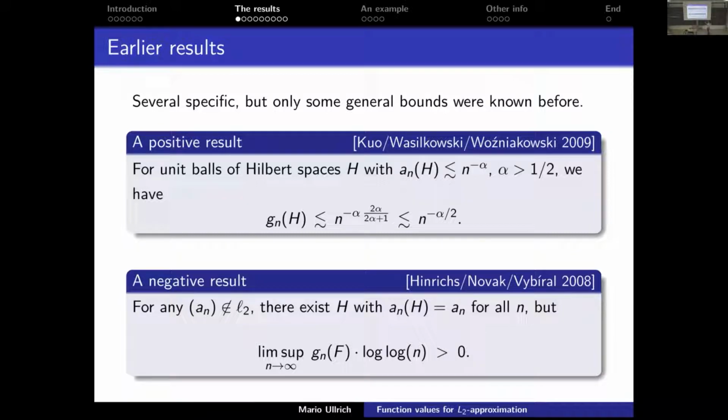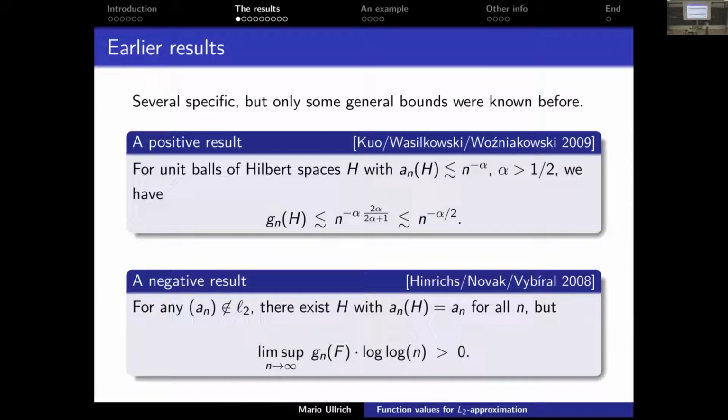Even this was a surprise. Think about that. It just means you cannot find any space such that the approximation numbers decay like, say, 1 over n, but you don't have maybe any decay on the sampling numbers, all right? So function values are always helpful, at least if the polynomial decay is larger than 1/2.